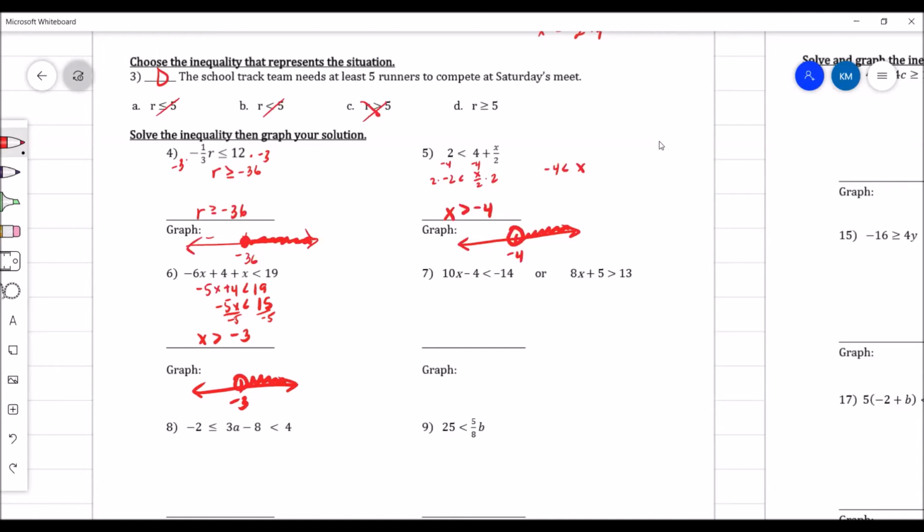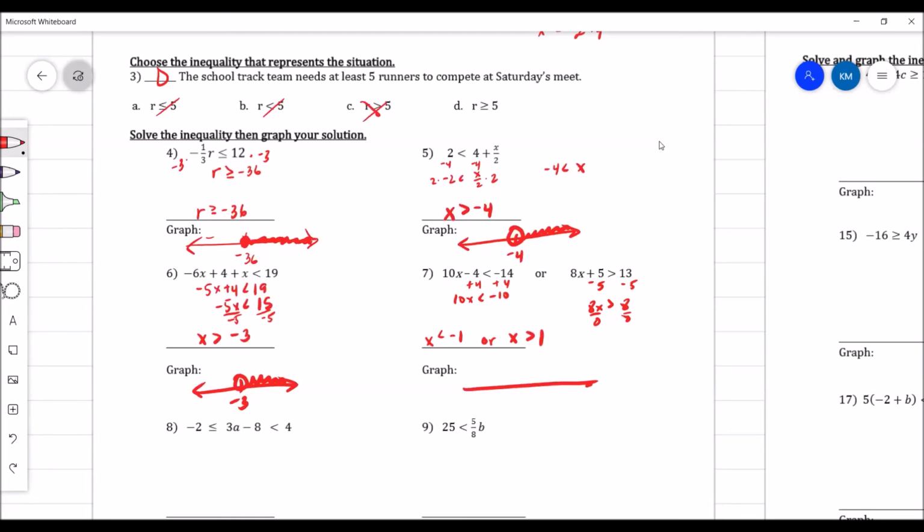Number 7 is a compound inequality. So we're solving both of these separately and putting them together on the graph. Add 4 to both sides, we get 10x is less than -10. Divide by 10, we find that x is less than -1. Solving the next problem, subtract 5 from both sides. 8x is greater than 8. Divide by 8. We find x is greater than 1. So x is less than -1 or x is greater than 1.